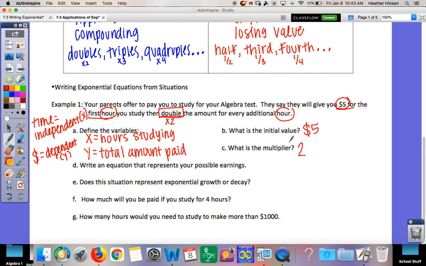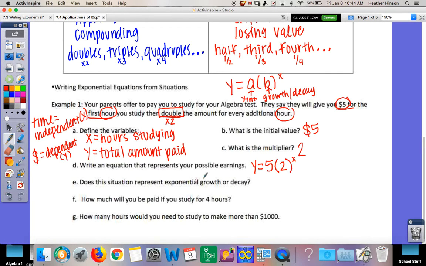So now you have your initial, you have your multiplier. Now we can write our equation. So remember, y equals a times b to the x. A is going to be your y-intercept, your initial, and b is going to be your multiplier, which is growth or decay. In this case, growth. So for your equation, y equals, what's your initial, your y-intercept? That was 5. And then your growth or decay, your multiplier, that was 2. And then x always goes at the top.